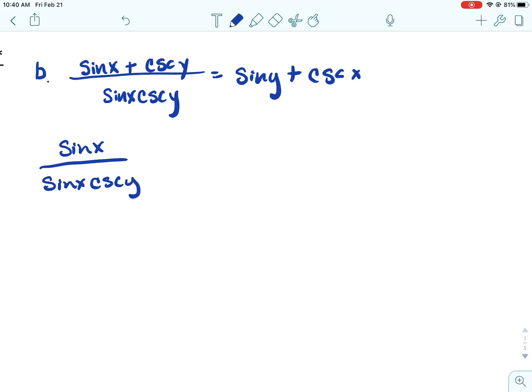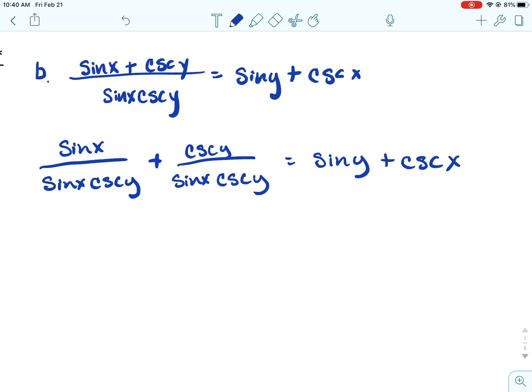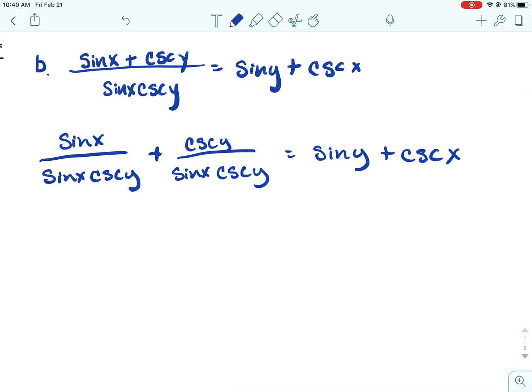All right, and then whatever sign you have in between your terms in the numerator, that's what you put in between your fractions. And then we would do the same thing with cosecant of y. And then I'll just bring down my right side. All right, so looking at that first fraction, what can we do? Yeah, we can eliminate a sine of x. So if the whole numerator is canceled, what's up there? A 1. And then for our second fraction, we can do that with the cosecant of y.